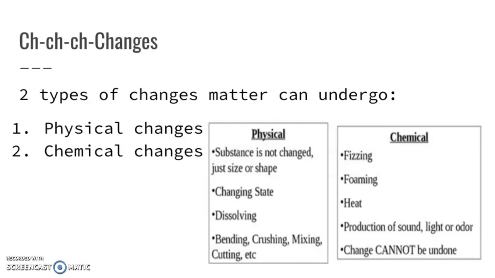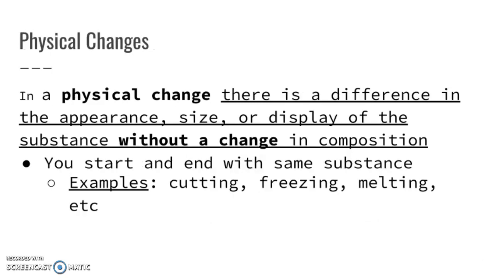All right. We have examples on this side over here, right? Physical is substance is not changed. My size or my shape can change. My state, so whether it's like solid, liquid, or gas, it dissolves. You can bend it, crush it, mix it, cut it, right? Or you could have a chemical change: fizzing, foaming, heating, okay? Produces sight, light, odor, sound, okay? And that change cannot be undone, okay? So it's something completely new, right?